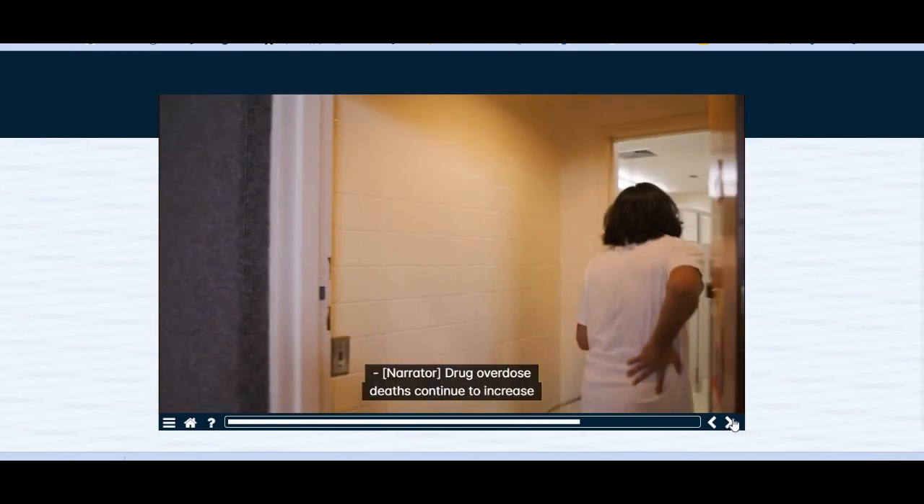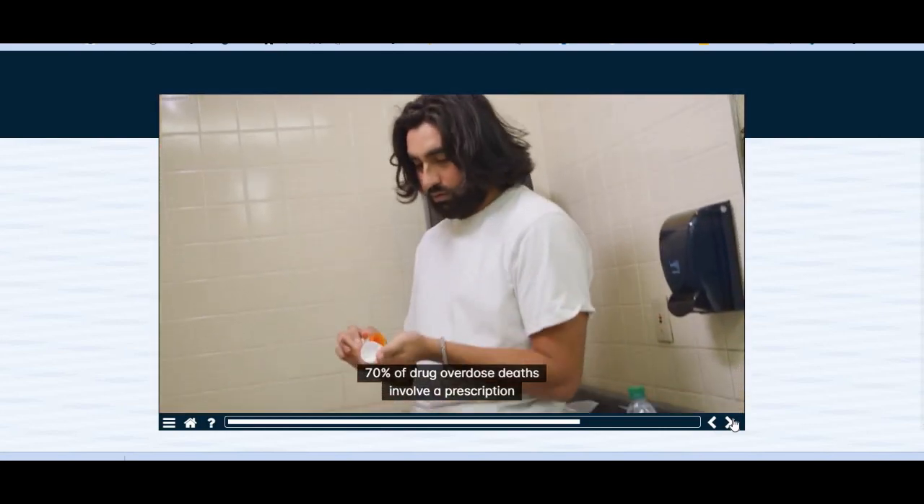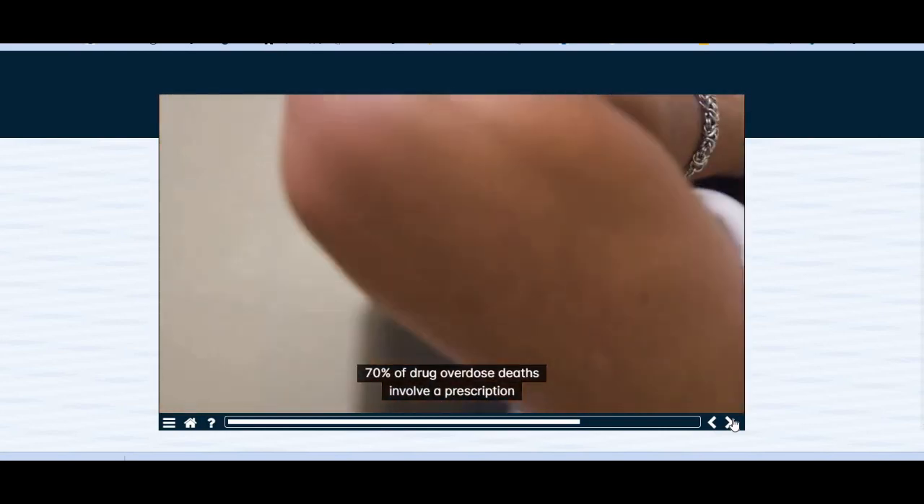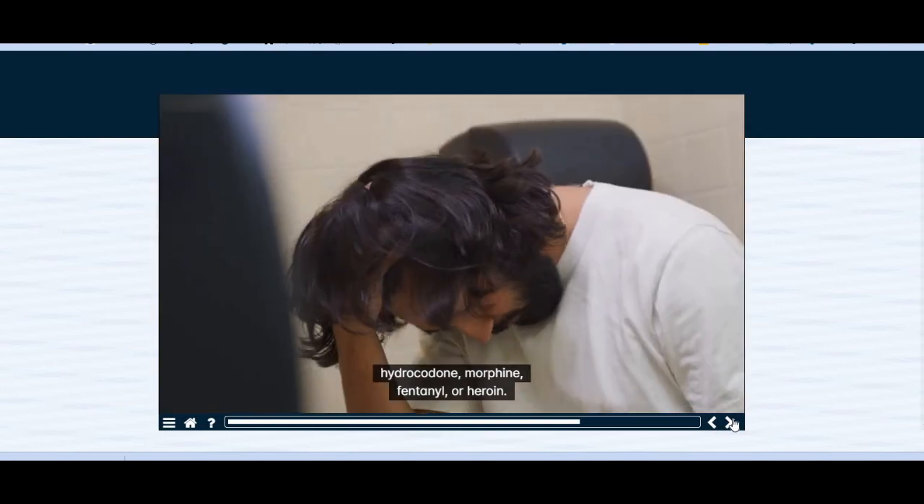Drug overdose deaths continue to increase in the United States. 70% of drug overdose deaths involve a prescription or illicit opioid, such as oxycodone, hydrocodone, morphine, fentanyl, or heroin.